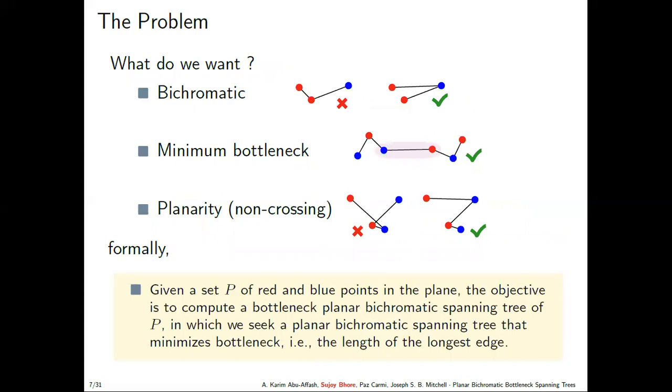So what do we want? We want our tree to be bichromatic. There should not be any edges between 2 red points or 2 blue points, but always edges between a red point and a blue point. We want the cost of the longest edge of our tree to be minimum. And then we want our tree to be planar or non-crossing. Formally, given a set P of red and blue points in the plane, our objective is to compute a bottleneck planar bichromatic spanning tree of P, in which we seek a planar bichromatic spanning tree that minimizes the length of the longest edge.